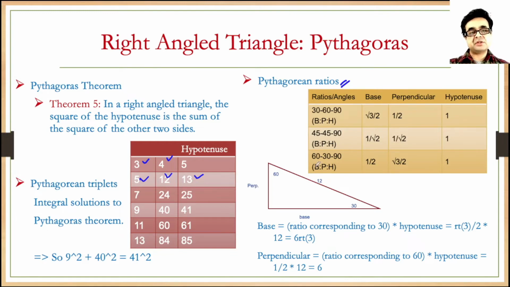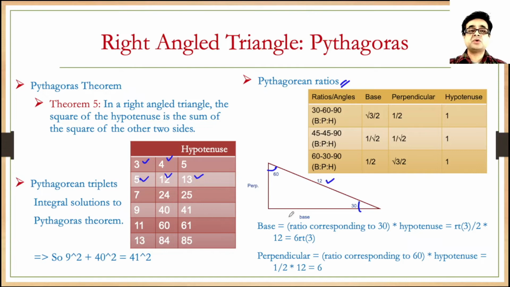Here is an example. Let's assume you are given a right angle triangle where one angle is 60 degrees and the other is 30, and the hypotenuse is 12. Is there a way to find the base and the perpendicular? The answer is yes. Using trigonometry, it is very straightforward to find that.